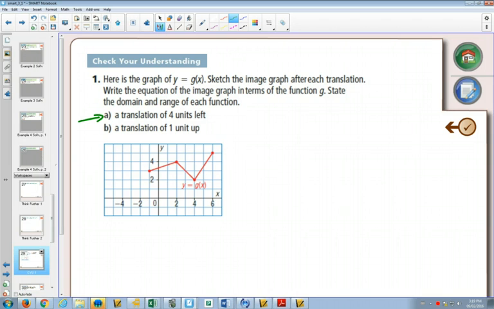And then afterwards it says state the domain and range of each function. And we're going to write the equation. Okay? There's some terminology here. I'm going to double underline this second part. We're going to write the equation in terms of the function g. So we're going to see what that means, because right now when I said that, you'll probably go, what?